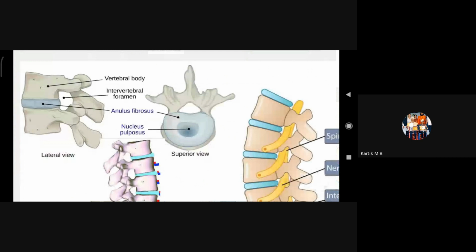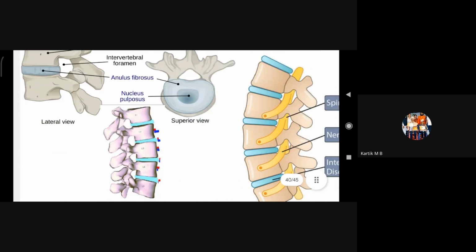And the structure of vertebra you have already learned during the skeletal system. And the intervertebral disc is in between two vertebral bodies. Sorry, the disc is made up of annulus fibrosus, and at the middle of that disc is the nucleus pulposus, a jelly-like structure.